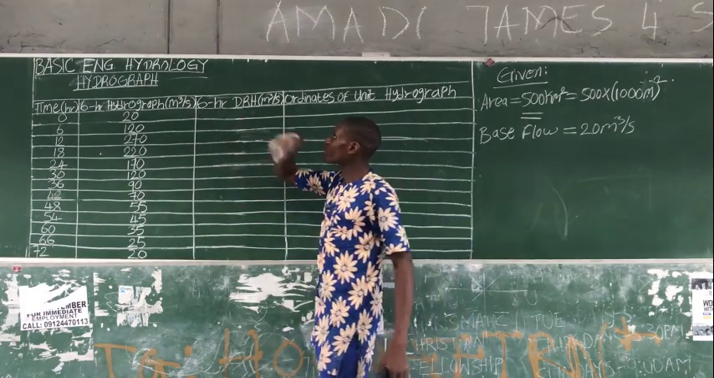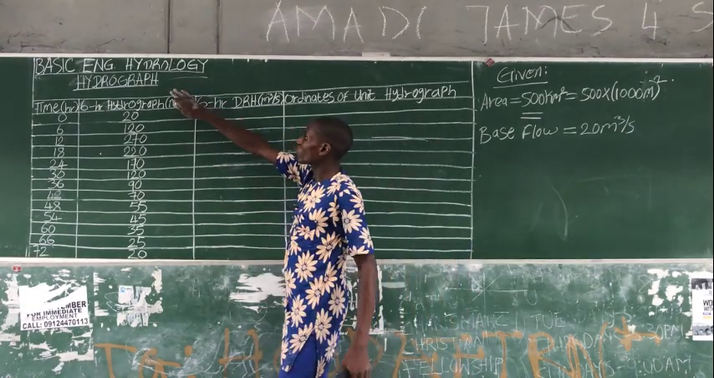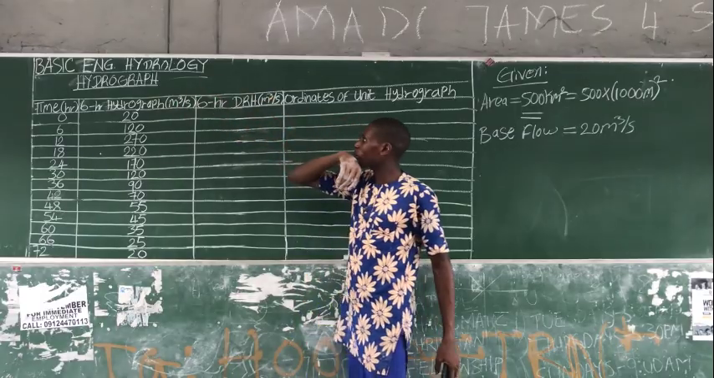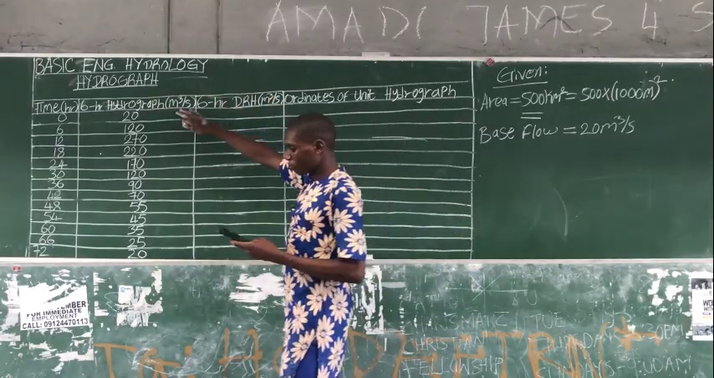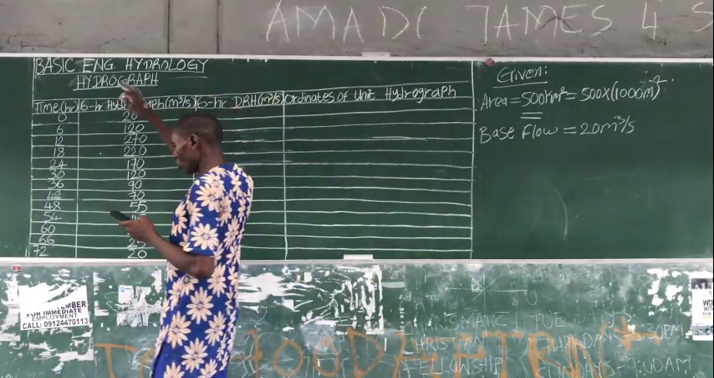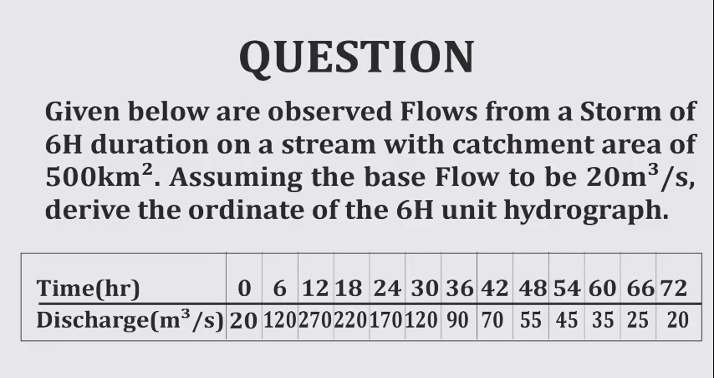Okay, so still on basic engineering hydrology, we are going to be looking at hydrographs. So we have a problem here on unit hydrograph. The question says, given below are observed flows from a storm of 6 hours duration on a stream with catchment area of 500 kilometers square, assuming the base flow to be 20 meter cubes per second, derive the ordinate of the 6-hour unit hydrograph.